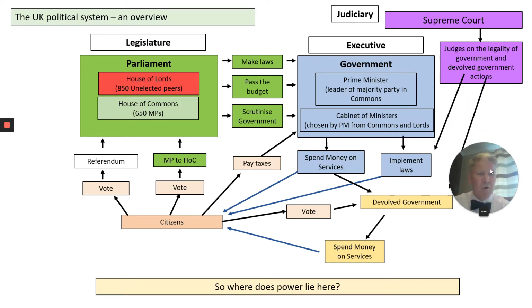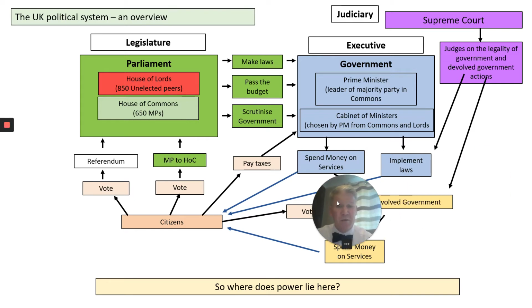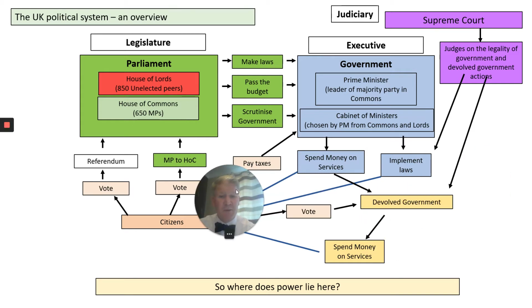We also have devolved government, Scotland, Wales, Northern Ireland, London, and these governments have their own powers that have been given to them by Parliament so they can run things like education and health in their own way, in their own areas. They spend money on those services which impact upon the citizens.